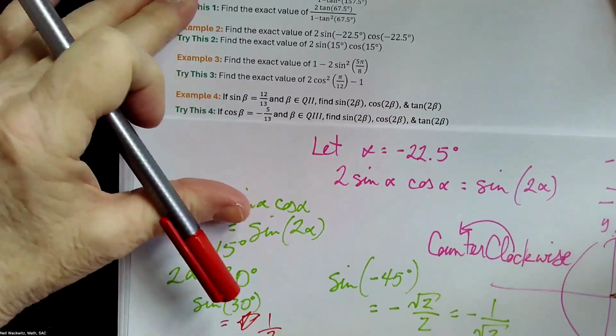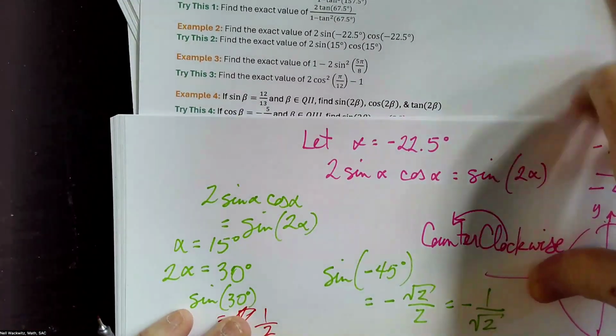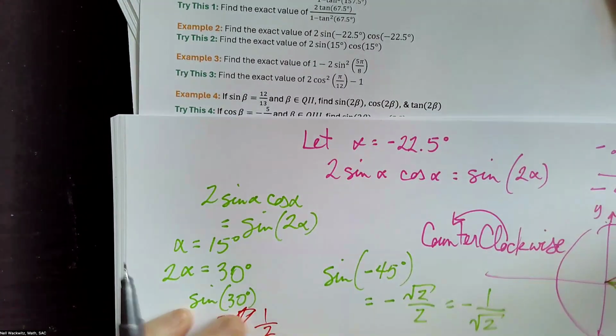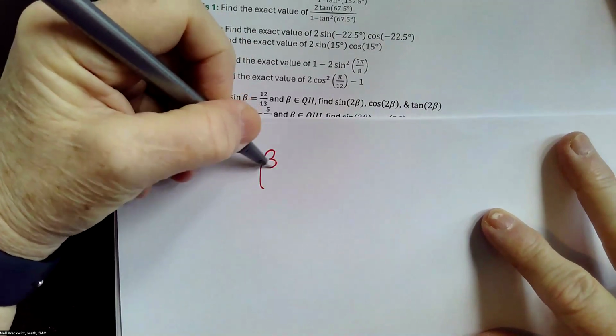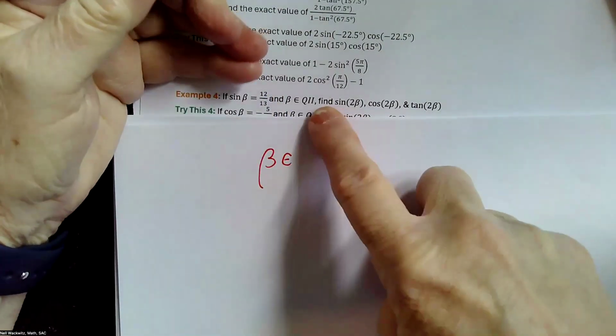Let's look at example 4. So we have that beta is in quadrant 2.